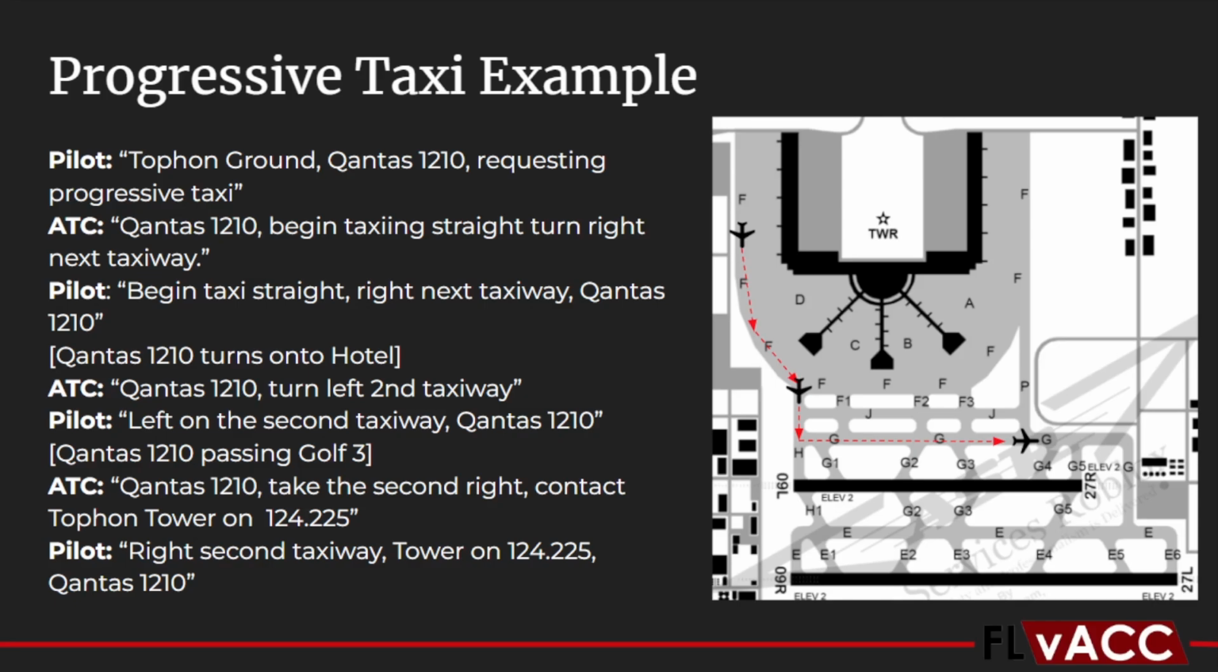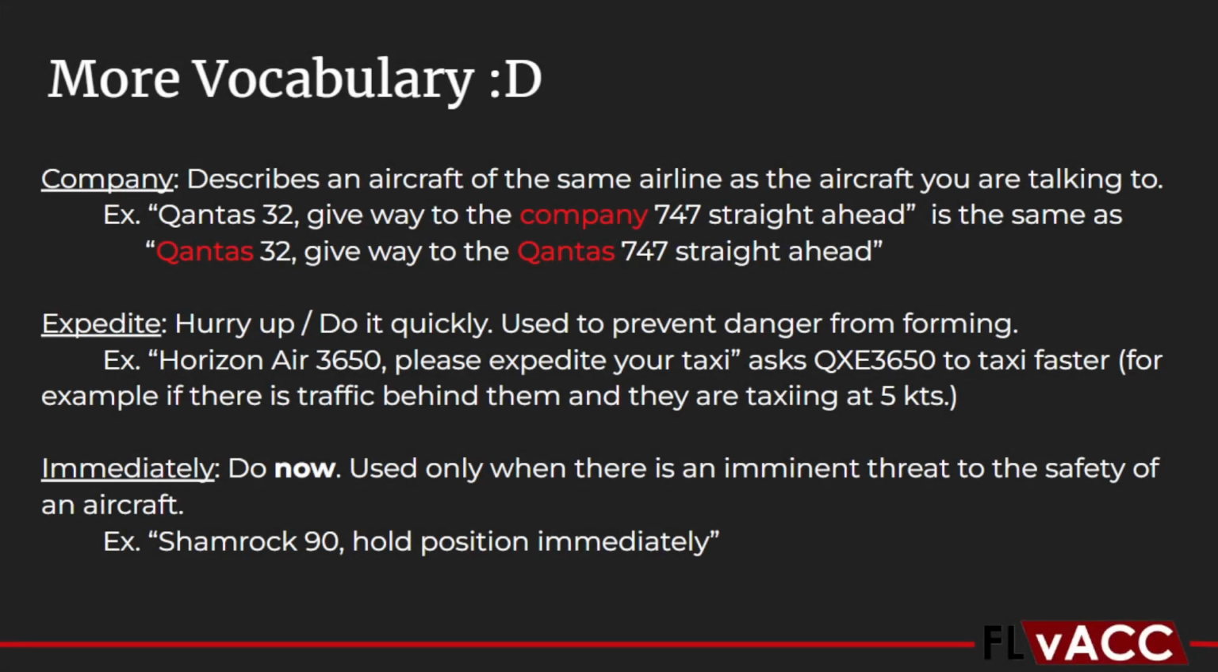Let's wrap up this lesson with the last little bits of phraseology you may find useful. When describing the livery of an aircraft with either give way or caution, you may use the word company to describe a livery that is the same as the aircraft you are talking to. For example, when telling a Qantas aircraft to give way to another Qantas, you may say, give way to the company 747. The word expedite tells an aircraft to hurry up or do something faster.